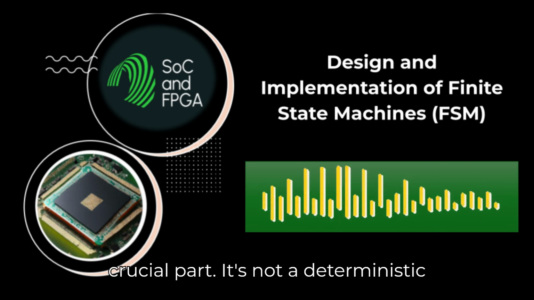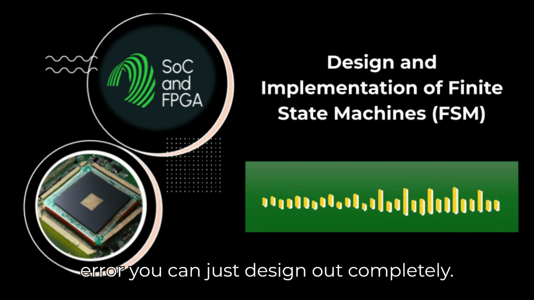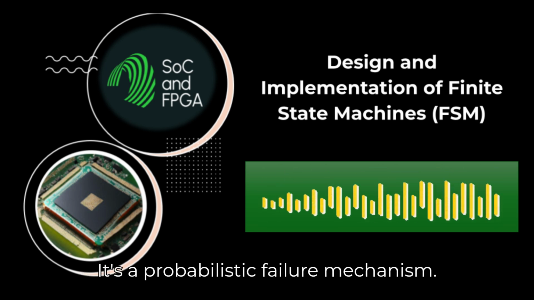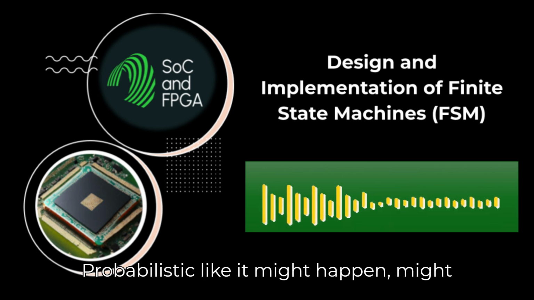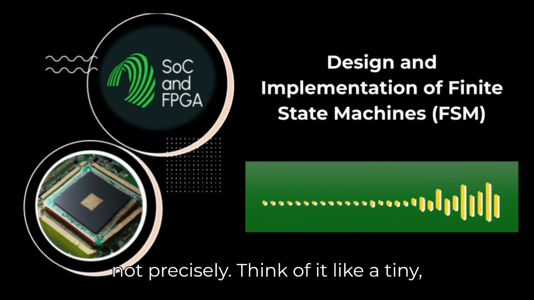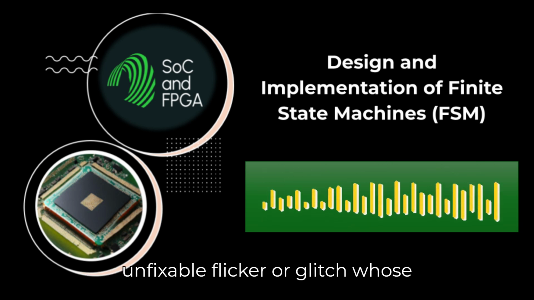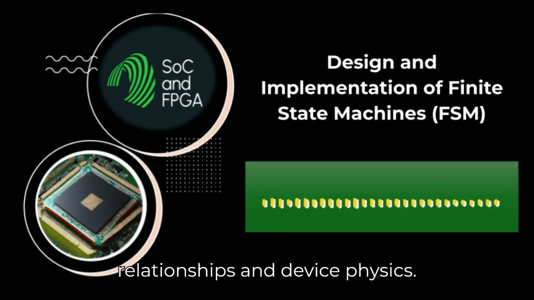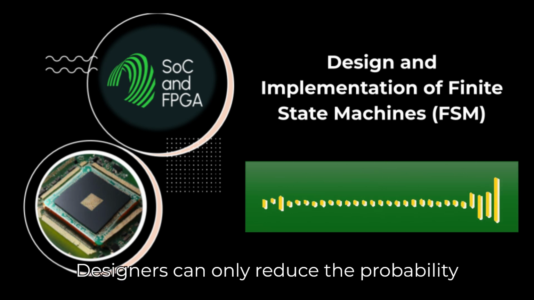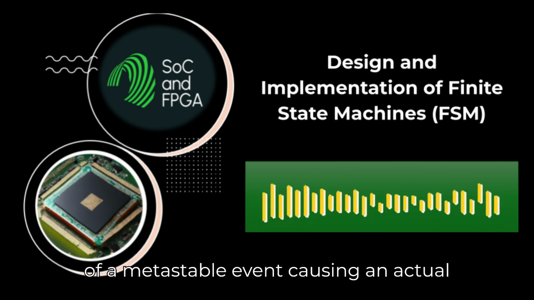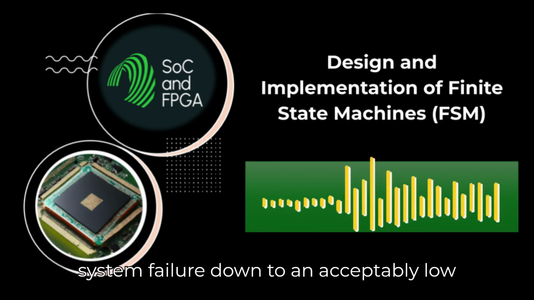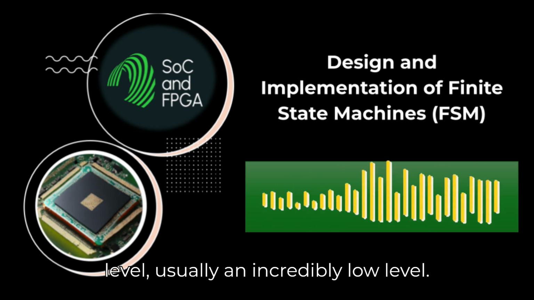Exactly. And here's the crucial part. It's not a deterministic error you can just design out completely. It's a probabilistic failure mechanism. Probabilistic. Like it might happen, might not. Precisely. Think of it like a tiny, unfixable flicker or glitch whose probability depends on timing relationships and device physics. Designers can only reduce the probability of a metastable event causing an actual system failure down to an acceptably low level, usually an incredibly low level.